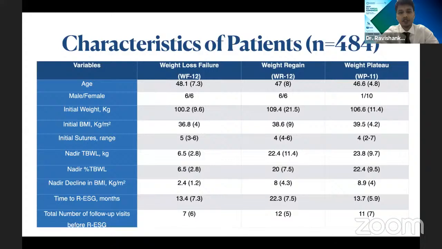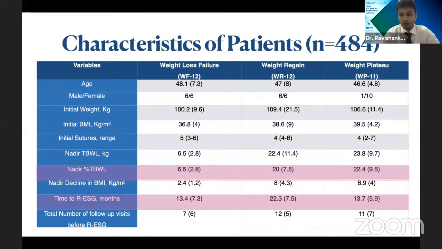We noticed that the weight failure group indeed had a very low percentage total body weight loss compared to the good responders, which is the weight regain and weight plateau group. They almost lost 20% weight loss, which is good enough to see improvement in comorbidities. And second thing is the time. There is actually a time lag between when the patients come to you. Especially those patients who had weight regain, they came to us typically at about 2 years compared to weight plateau and weight loss failure, which you intervene at about 1 year's time.